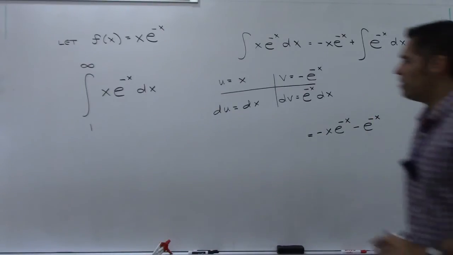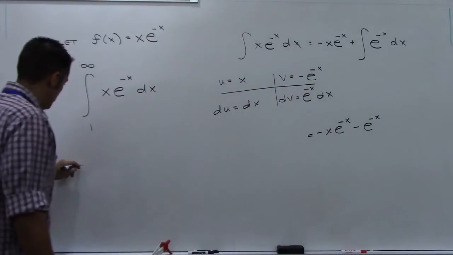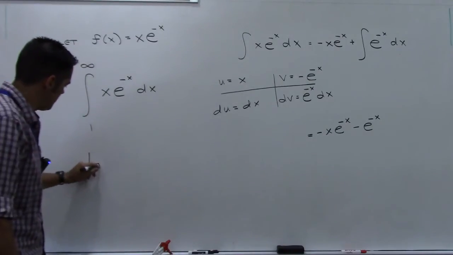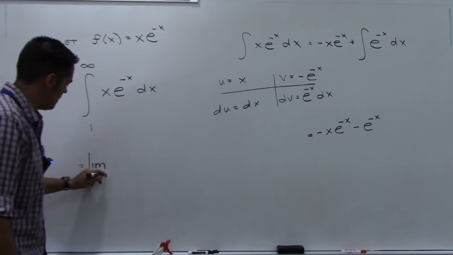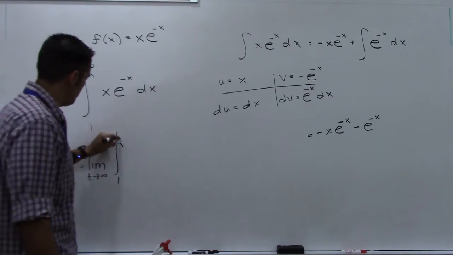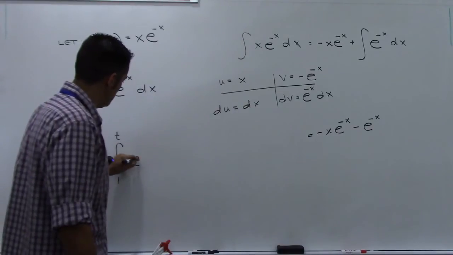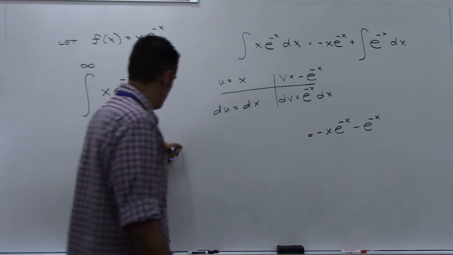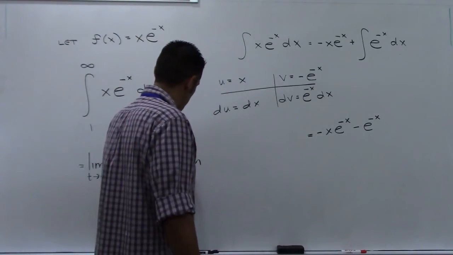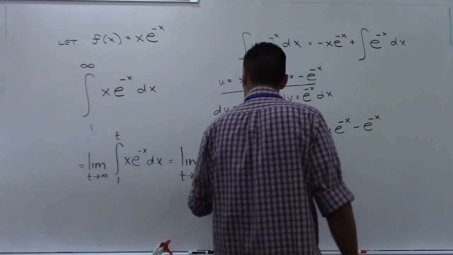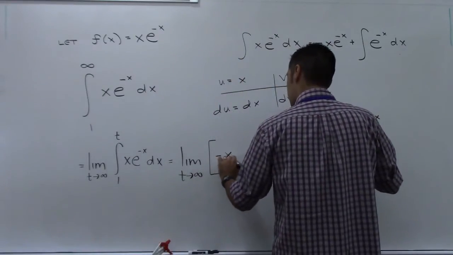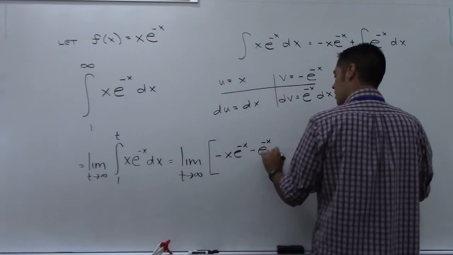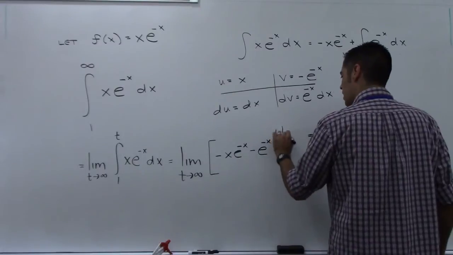So that's my antiderivative. So over here, now notice we have an infinite limit. So I've got the limit as t goes to infinity of the integral from 1 to t of x e to the negative x dx, which equals, now the antiderivative. So the limit as t goes to infinity of negative x e to the negative x minus e to the negative x evaluated from 1 to t.